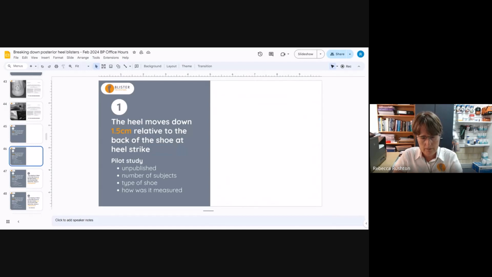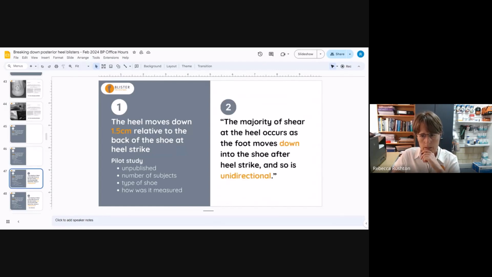It seems like a pretty easy thing to do if there's a final year student looking for a project, as long as you've got good video analysis equipment. It would be great to be able to verify that 1.5 centimeters is a normal amount for the heel to move relative to the back of the shoe.